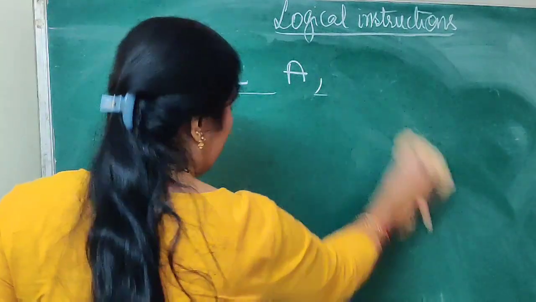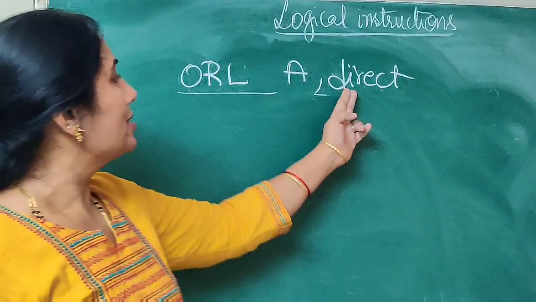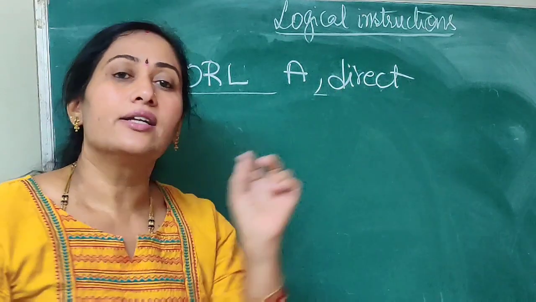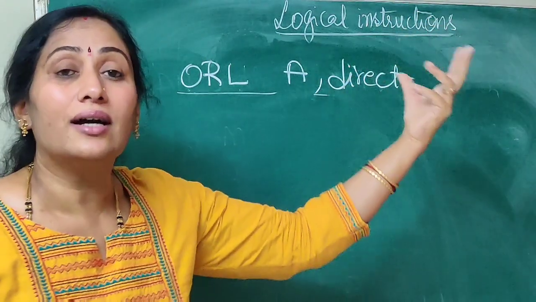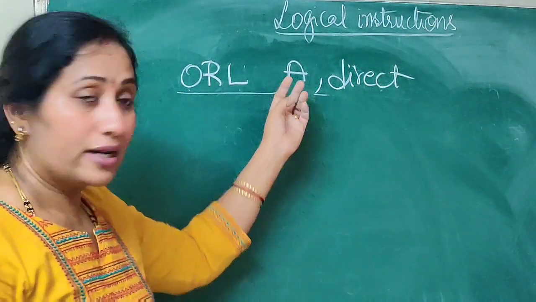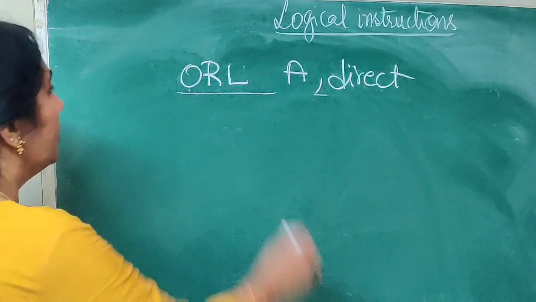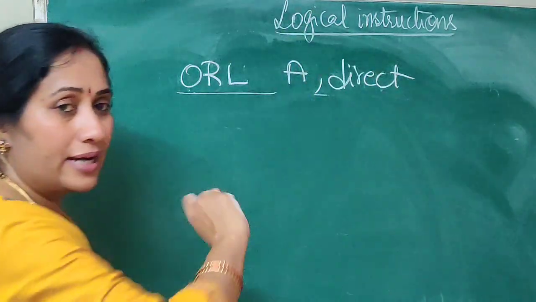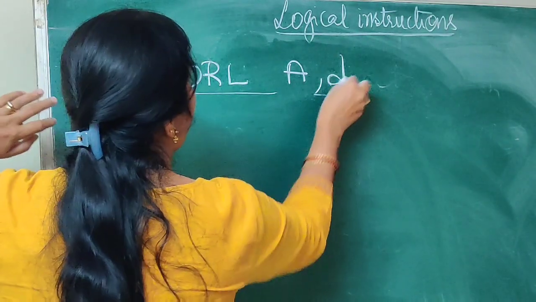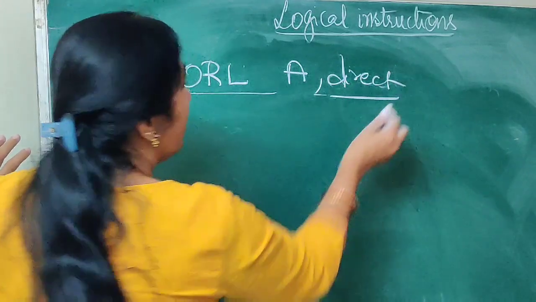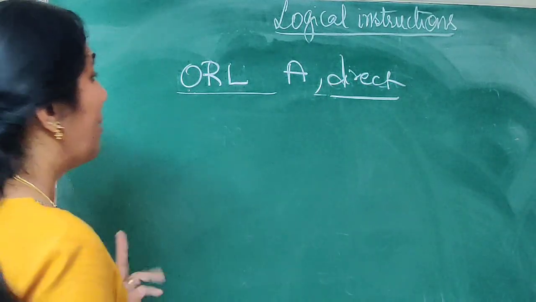Now the next instruction is in the direct addressing mode, wherein I give the address of a memory location as part of the instruction. In that memory location there is a data. Take that data and the data of the accumulator, perform the OR operation and place the result in the accumulator. This is the meaning of ORL A comma direct. What is the length of the instruction here? It is 2 bytes, because you write an 8-bit address and the opcode takes 1 byte, so the total is a 2 byte instruction.